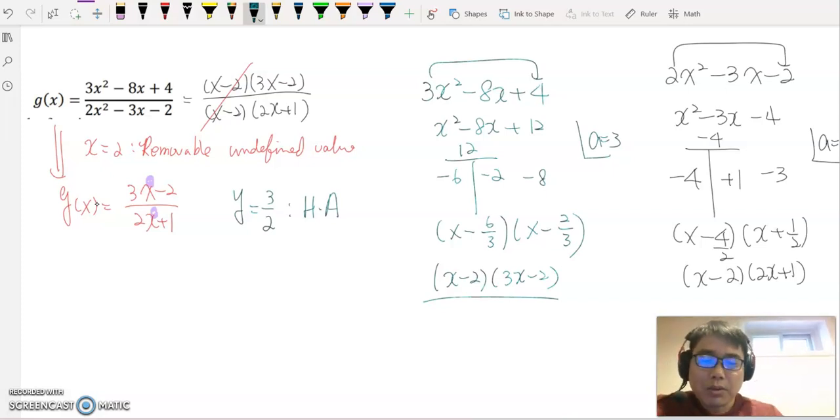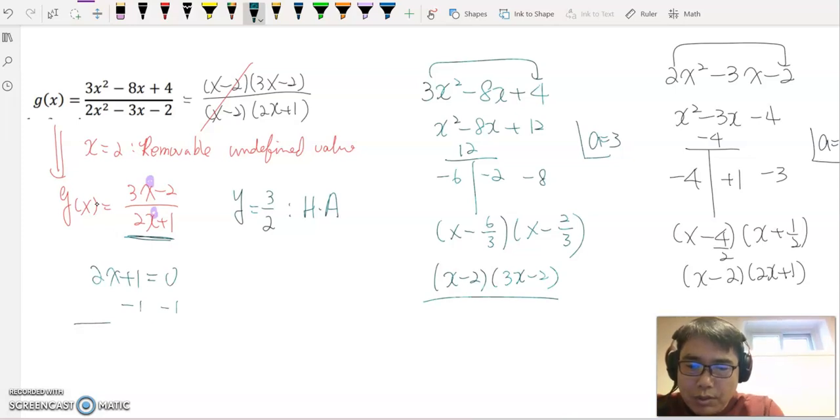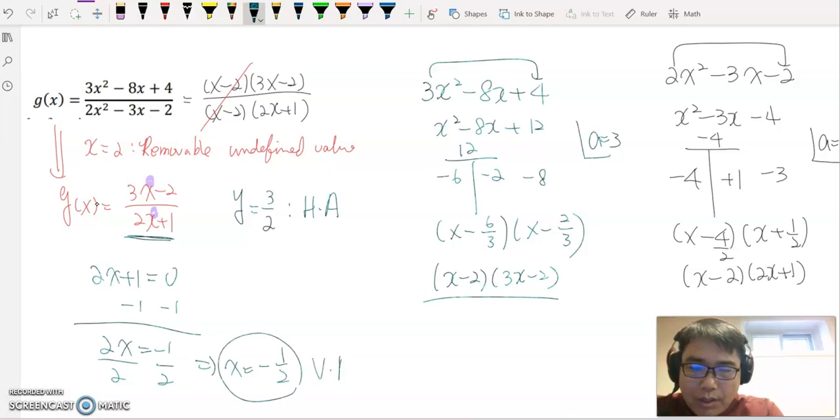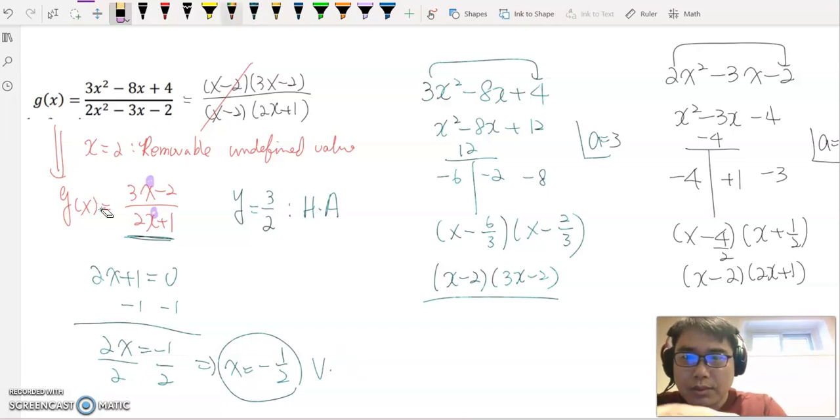Now the vertical asymptote, which means the bottom becomes 0. So I set up 2x plus 1 equal to 0, then minus 1, so that 2x equals negative 1, divided by 2. So x equals negative 1 over 2. That will be our vertical asymptote. Okay? Vertical asymptote.